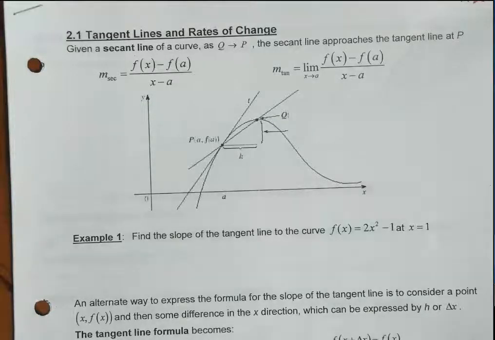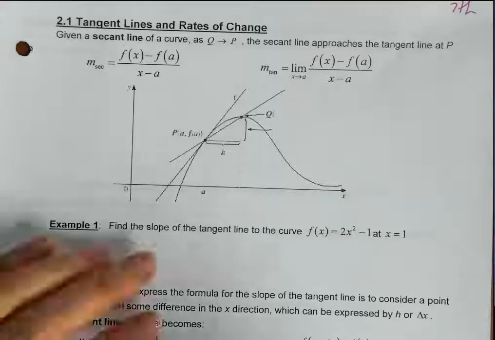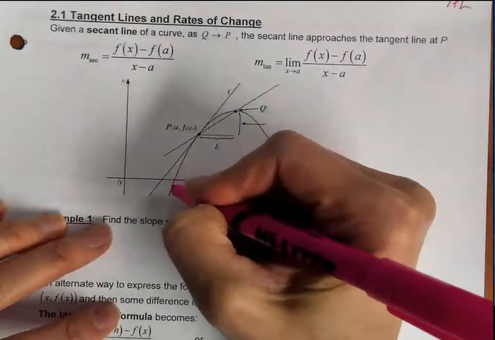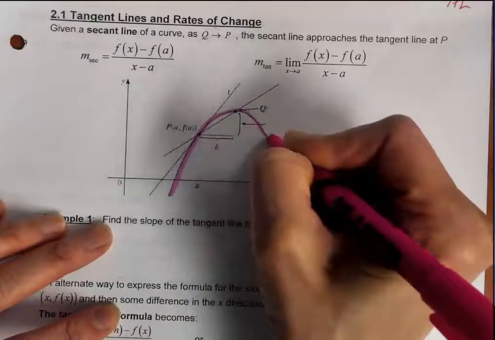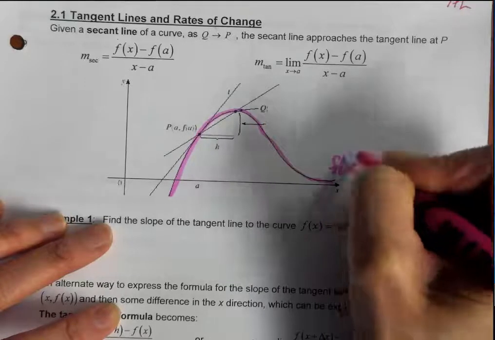All right, so today we're going to look at section 2.1 on tangent lines and rates of change. So let's first start off by looking at a given function. If you could take your highlighter and highlight this. So here is our original function right here, and we'll call this our f of x.